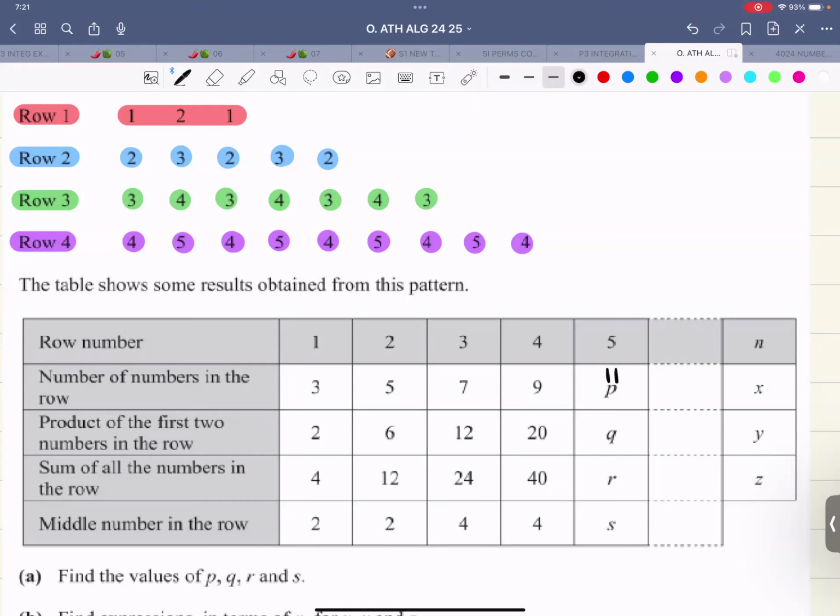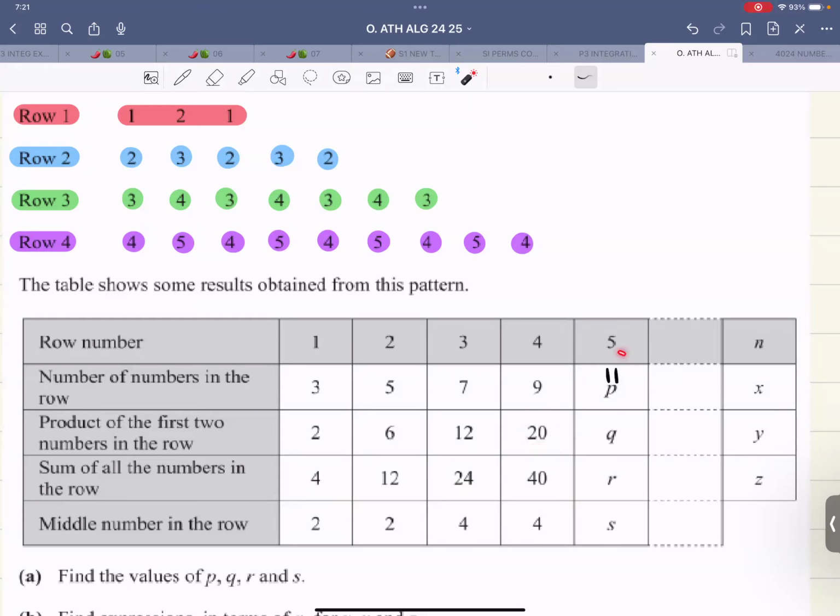Product of the first two numbers in the row. So product of first two numbers in the row, that's over here. 1 into 2 is 2, 2 into 3 is 6, 3 into 4 is 12, 4 into 5 is 20. And that's row number 4 over here, product. That's right over here, 20.